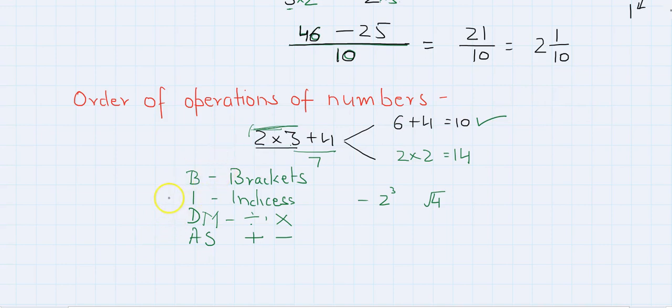And previously, long time ago, we used to call it BODMAS, and now they've included indices and removed O for off. That is bracket, indices, division or multiplication, add or subtract.